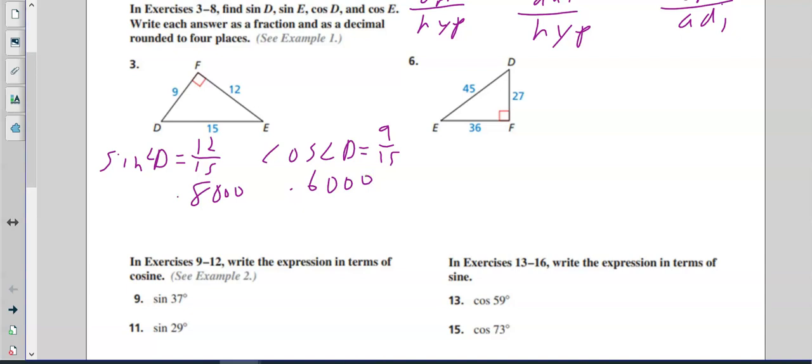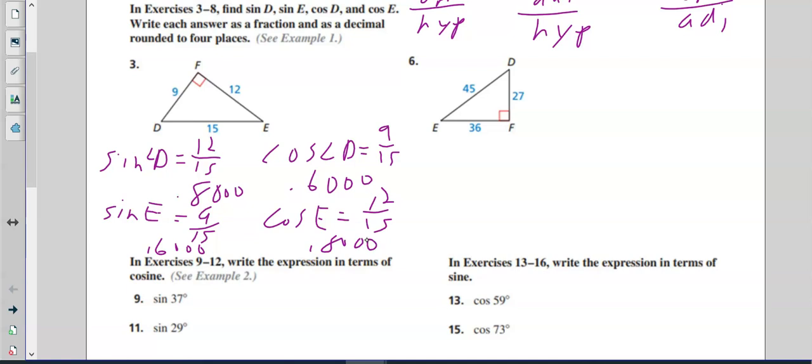So for sine of E, from E, opposite is 9. And again, this doesn't change, 15. And 9 over 15 we already know is 0.6000. And here, cosine of E, well, from E, adjacent is 12 over 15. And we already know that that is 0.8000. Okay, so the sine from D is the same as the cosine from E and vice versa.